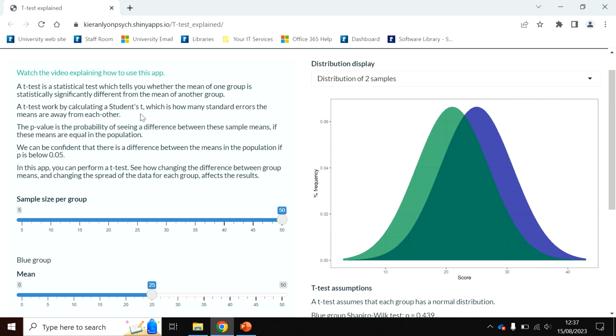So what student t is, it's a statistic given by the t-test. The t-test gives you a number called Student's t. Sometimes it's just called t, which is how many standard errors the means are away from each other. How many standard errors are they away from each other?